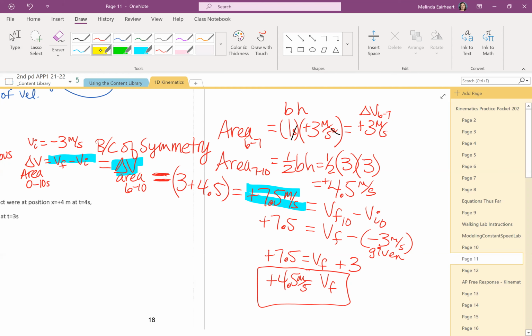And notice we had to include the initial velocity given, or at 6 seconds, it returns to that. So I could have also said 6 to 10. And we get our final answer, positive 4.5 meters per second. Good on number 2.